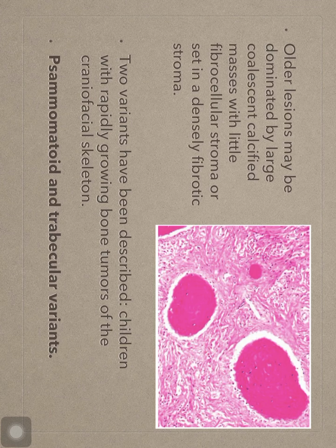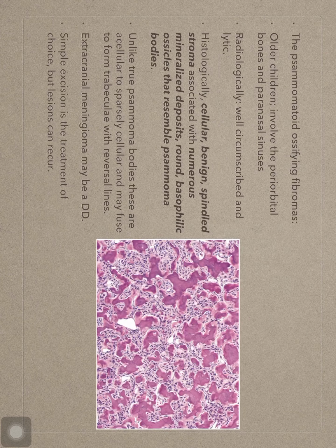There are two variants of ossifying fibroma. These variants usually occur in children with rapidly growing bone tumors of the craniofacial skeleton. The two variants are psammomatoid and trabecular variants. Firstly, coming to psammomatoid ossifying fibroma, they occur in older children and they involve the periorbital region and paranasal sinuses.